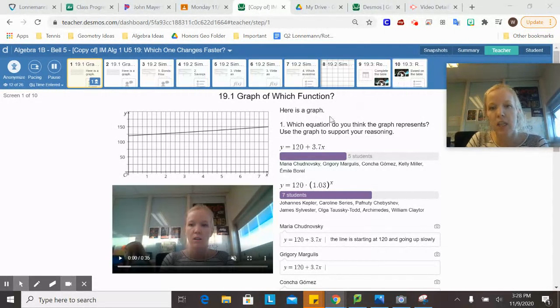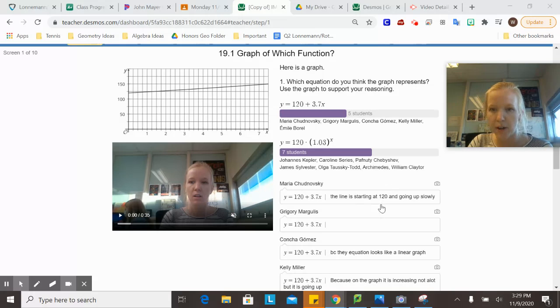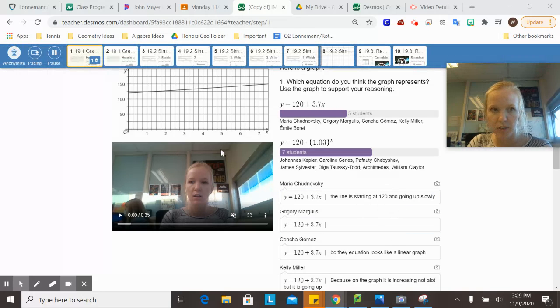So on slide one, you had to choose which equation you thought the graph represents. So we have almost 50-50 here on choices. And I will say there's not one correct answer as long as you had a good explanation to back it up. So if we take a look here at some of the 120 plus 3.7x reasonings, we see the line is starting at 120 and going up slowly.